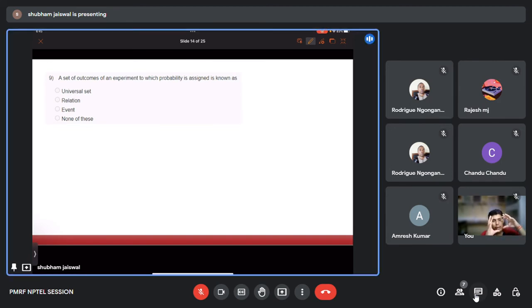So I am applying probability to whether I will get a head or tail. Those are nothing but the events that are occurring. If I am getting the head, that is an event. Whether I am getting a tail, that is also an event. So the set of outcomes of an experiment to which we apply the probability is known as an event.